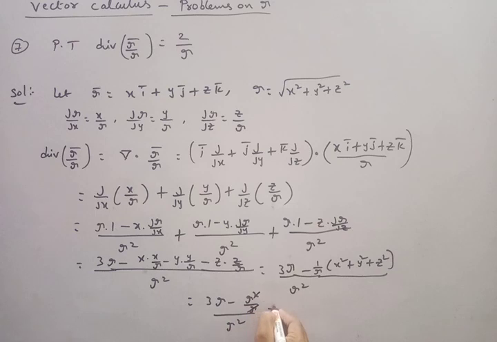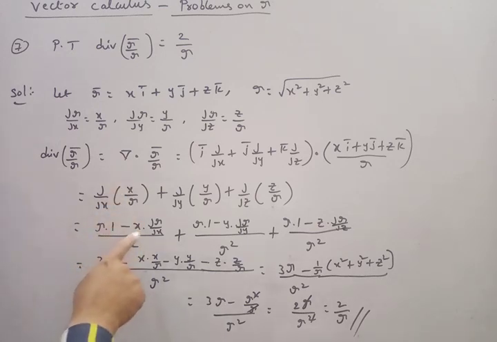So 1r gets cancelled. 3r minus r is 2r by r square. Again 1r gets cancelled, so we get 2 by r. Understand? See here, very simple. We used the u by v formula and we took the LCM over here.